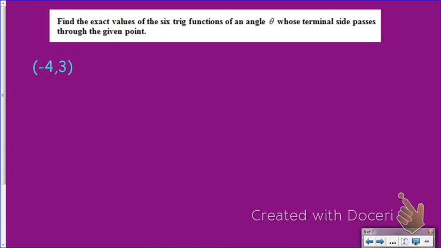Alright, so now that we know that angles can fall in any of those 4 quadrants, we're going to reevaluate some of those trig functions that we looked at by using our reference angles. Okay, so what this question says to do, it says find the exact value of the 6 trig functions of an angle theta whose terminal side passes through the point -4, 3.